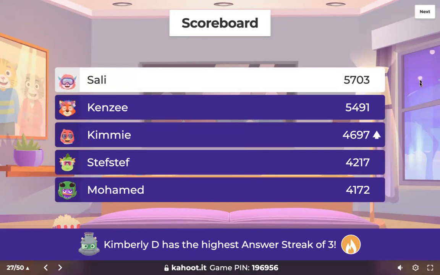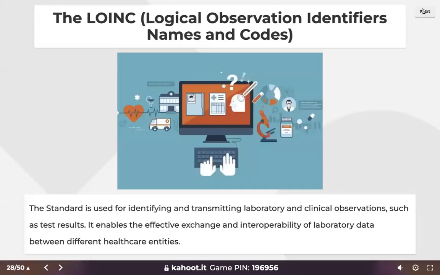All right, and you are still on top. Good job. Kenzie's right behind you, though. Sure is, so is Kimmy. All right, let's go on to the next one.